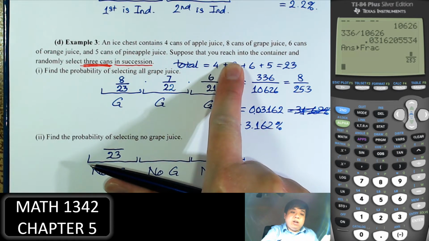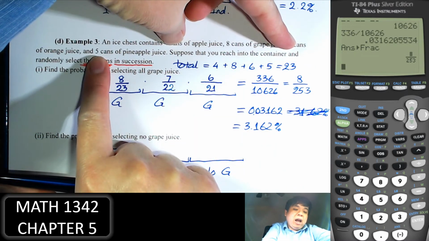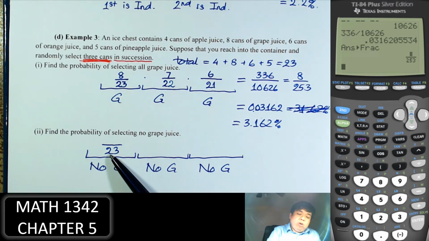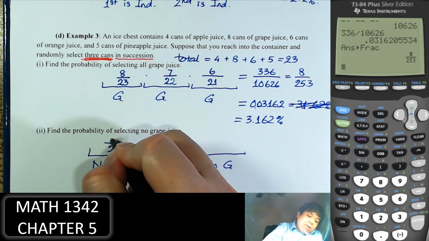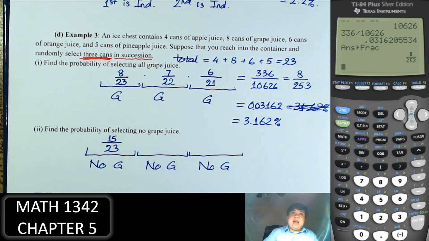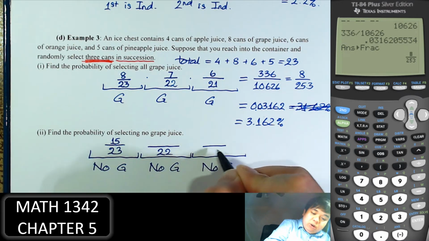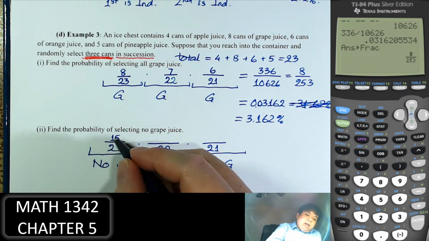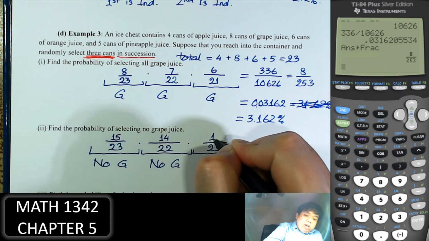So before, apple, 6 orange, and 5 pineapples. We add all of them up. Or we just take 23 total minus the 8 grape juice. 23 minus 8 is 15. So there are 15 cans that are not grape juice. Now, if you pick one, there will be 22 left. If you pick one more, there will be 21 left. Now, as for the no grape juice, if the first one original 15, when you pick one, there's 14 left. Pick one more, there's 13 left.